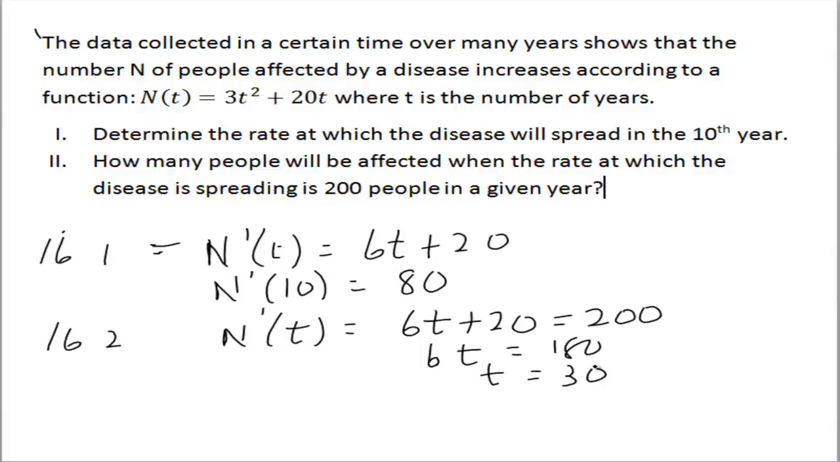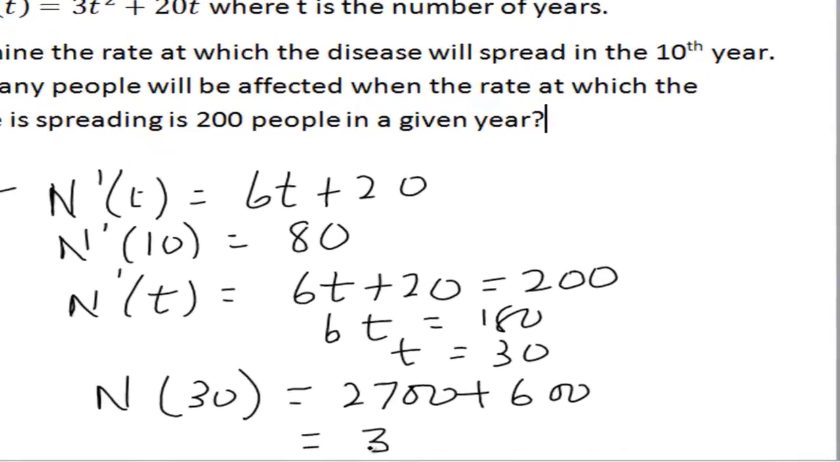So we are now going to substitute 30 into the original to find how many people were affected altogether, and that will be 30 squared, 900. 900 times 3 is 2,700, plus 20 times 30 is 600, and that gives us 3,300.